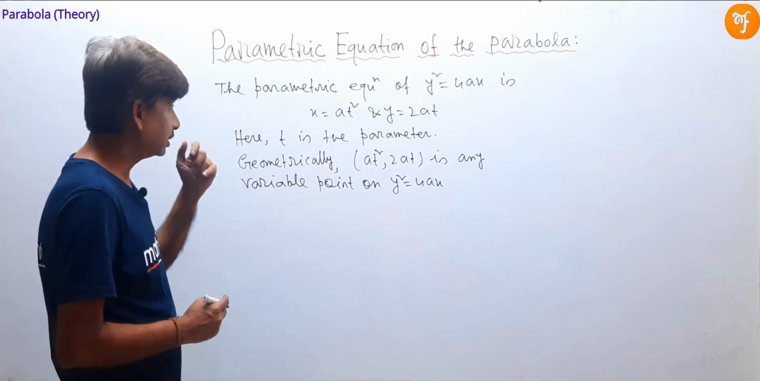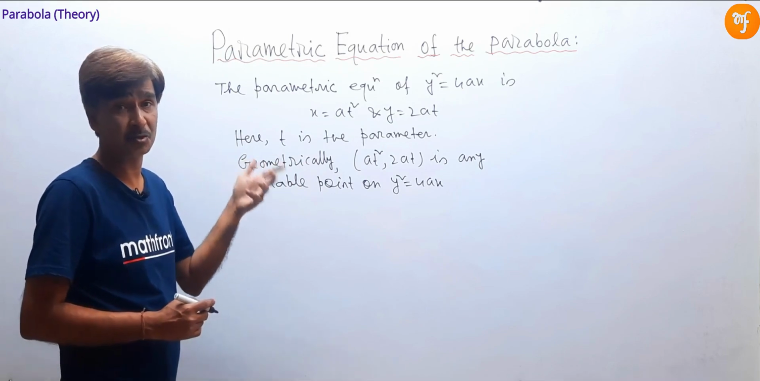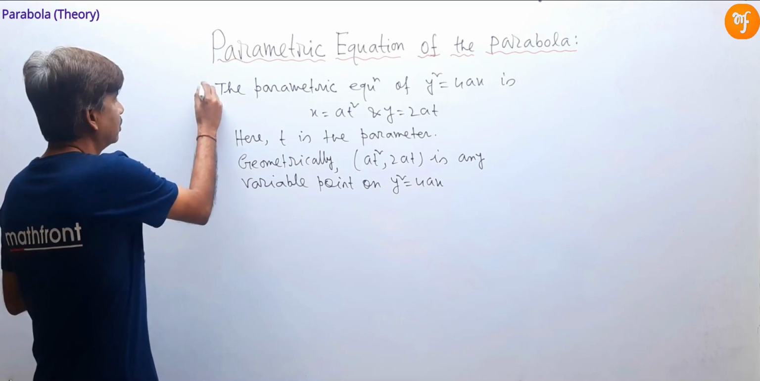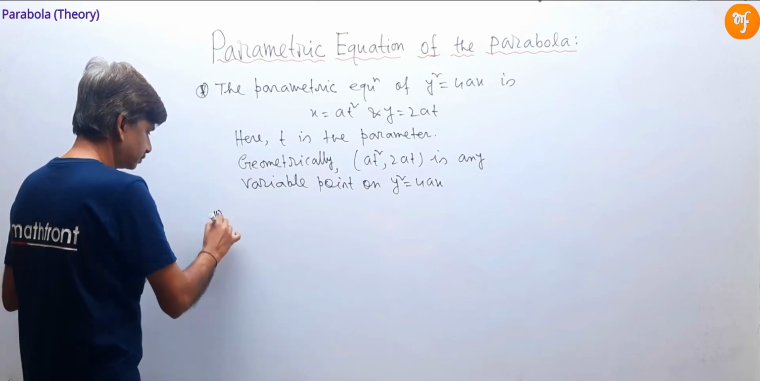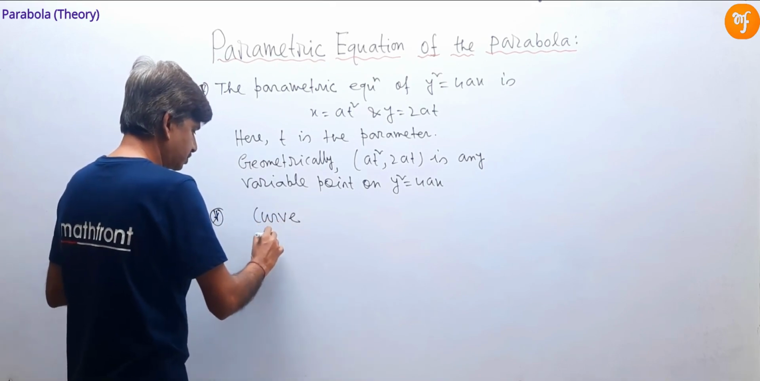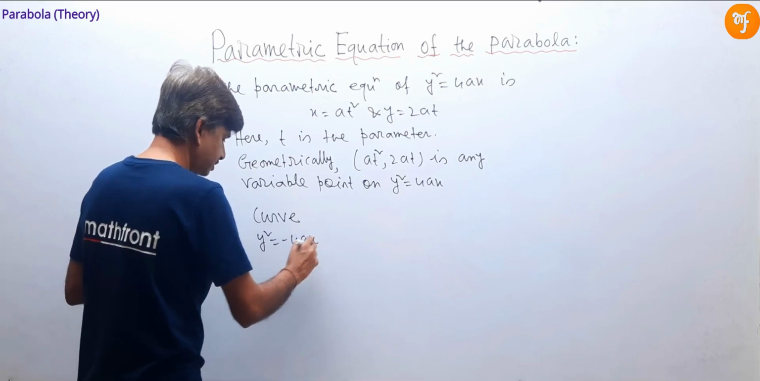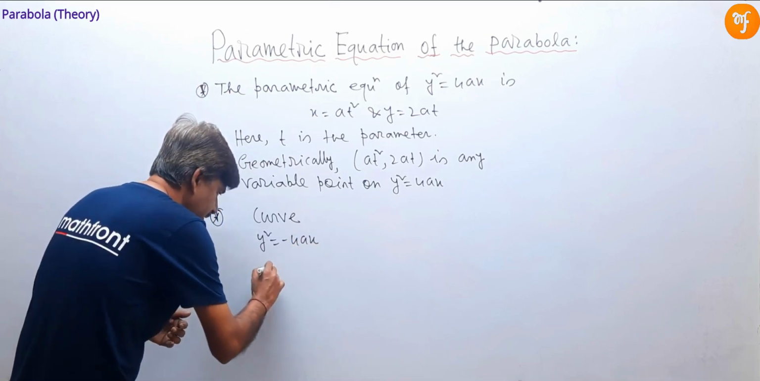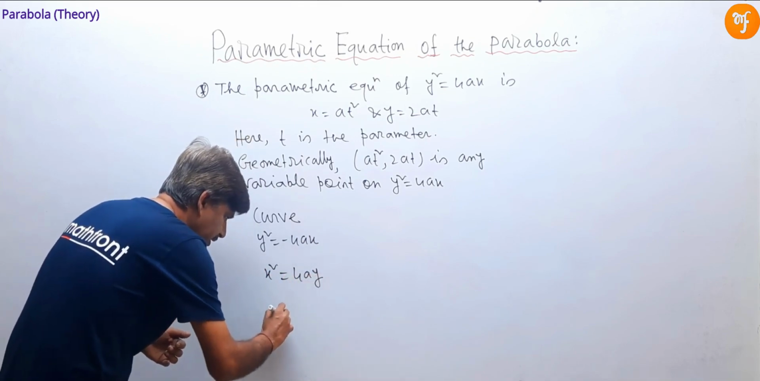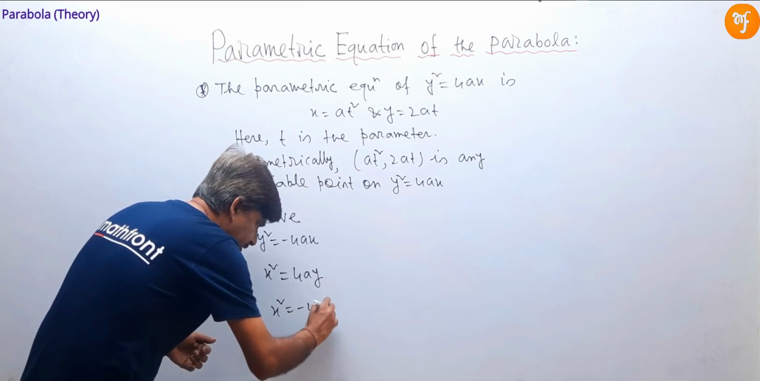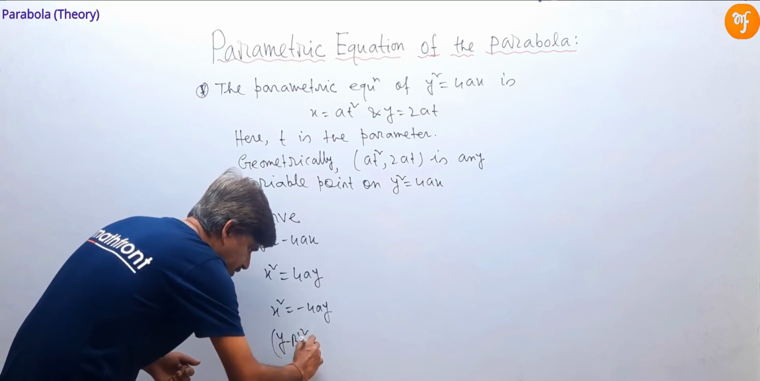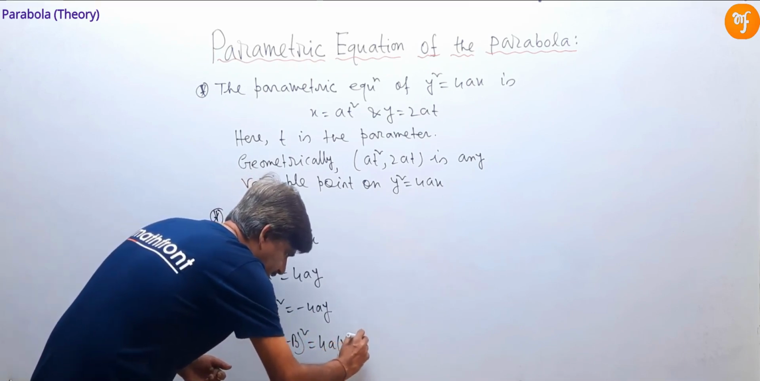Now look, what are the pairs of parametric equations of other parabolas? So better we'll write here the curves, suppose y square is equal to minus 4ax, or x square is equal to 4ay, or x square is equal to minus 4ay, or you can say y minus beta whole square is equal to 4a into x minus alpha.